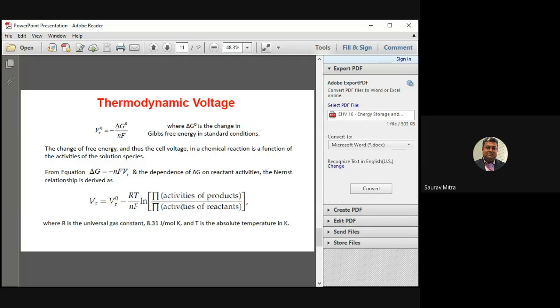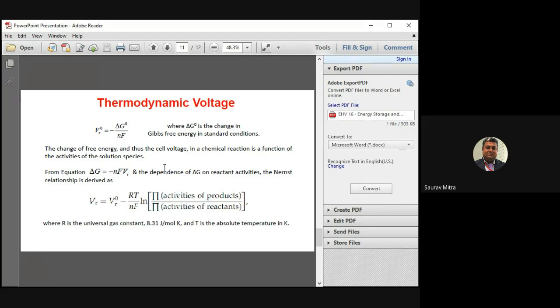So what are the product activities? What are the reactant activities? They are put into a ratio. You take the natural log of that, multiply by RT divided by NF, take the negative of that, and subtract it from VR0, where R is the universal gas constant, 8.31 J per mole per K.